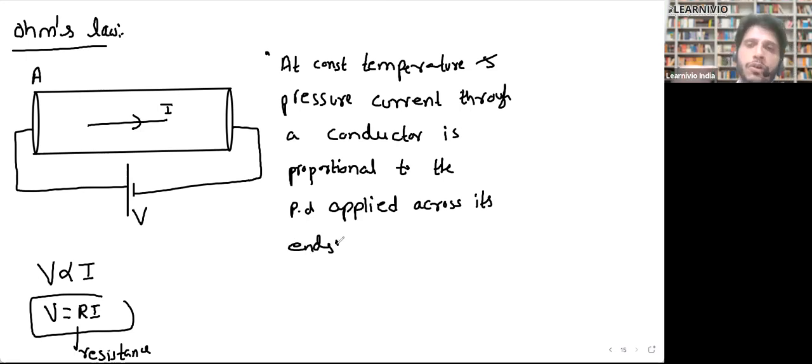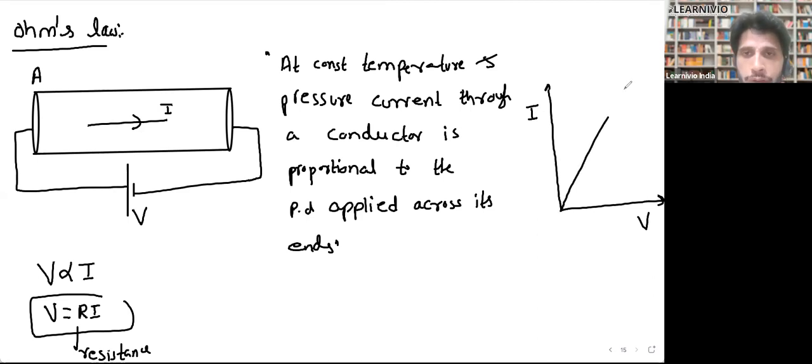So if the pressure is constant and the temperature is constant, the current through a conductor is proportional to the potential difference applied across the ends of the conductor. That's Ohm's law. V is proportional to I, or V equals RI. If I plot a V versus I graph, this is V and this is I. If a system is following Ohm's law, then the graph should be a straight line.